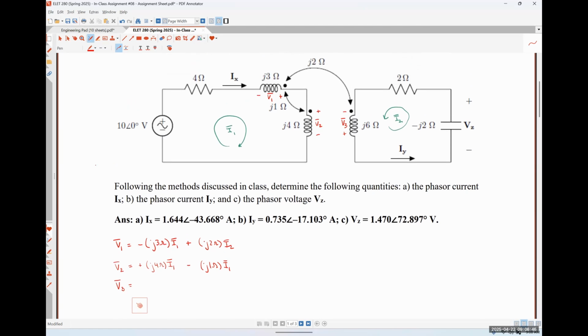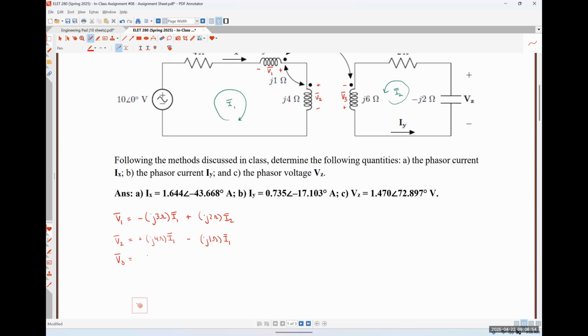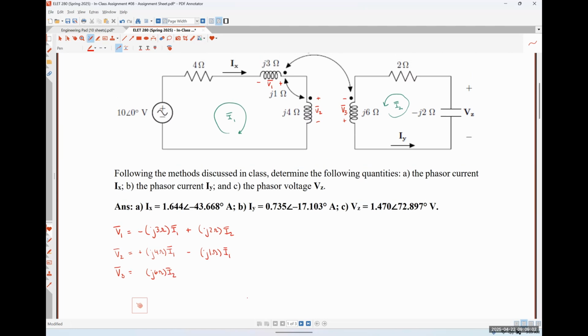Lastly, we need to figure out what our voltage V3 is going to be. So I'm going to put my impedance times my current, so that's j6 ohms times my current I2, and we need to sort out if that needs a plus sign or a minus sign. So which is it? I disagree. Negative.